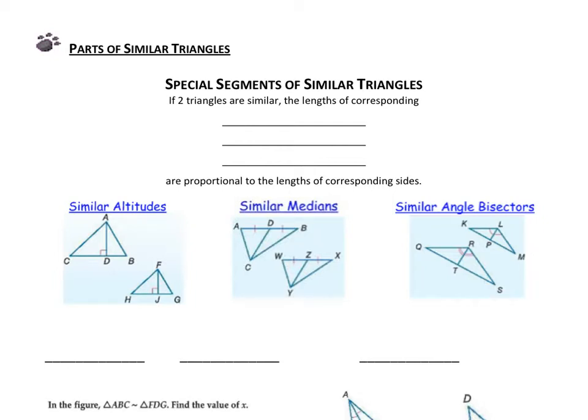Okay, today we've looked at parts of similar triangles. Previously we looked at proving triangles similar. We looked at corresponding sides of similar triangles, how they were proportional, and how to find missing sides. Today we're looking at three specific special segments and how they are proportional to each other and to the sides of similar triangles.